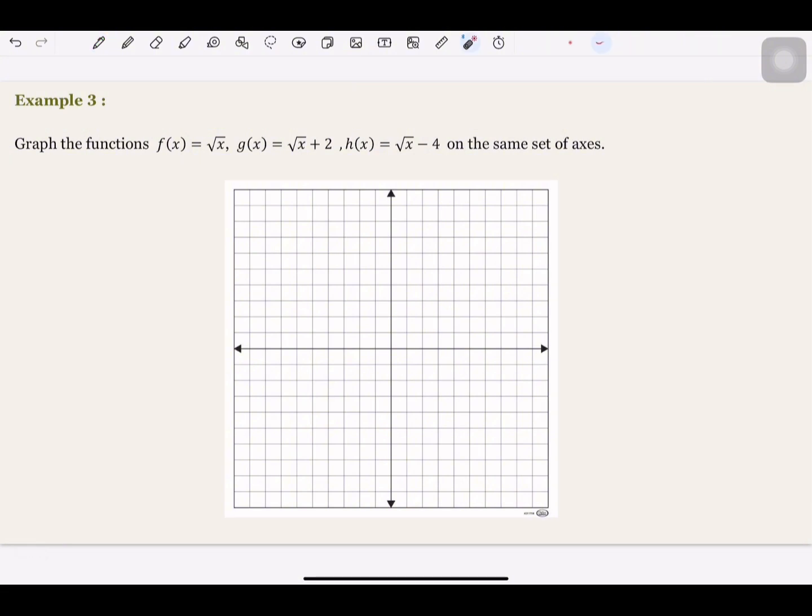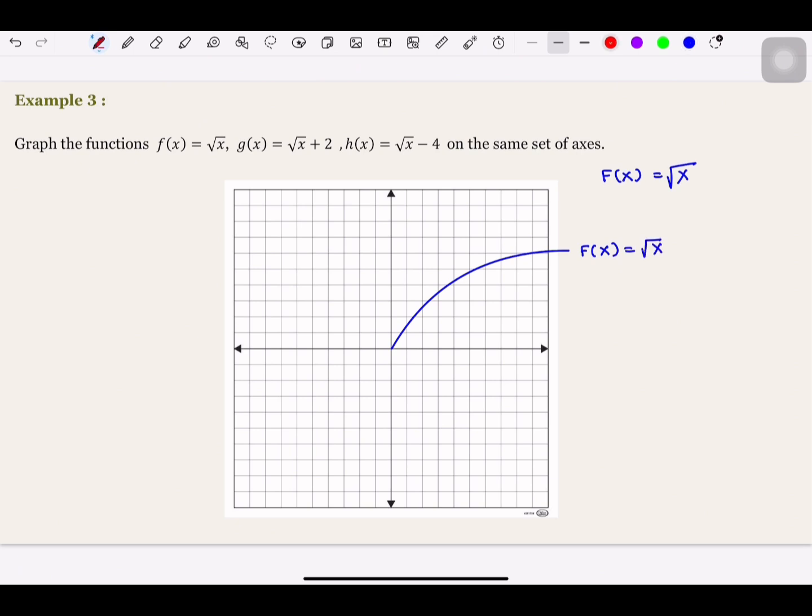So example 3, again you have vertical shifts. So you have to sketch f of x equals square root x, g of x equals square root x plus 2, and h of x equals square root x minus 4. So let's start with the first one, f of x equals square root x. Well, if you sketch this, it is going to be something like this. So let me name this as f of x equals square root x.